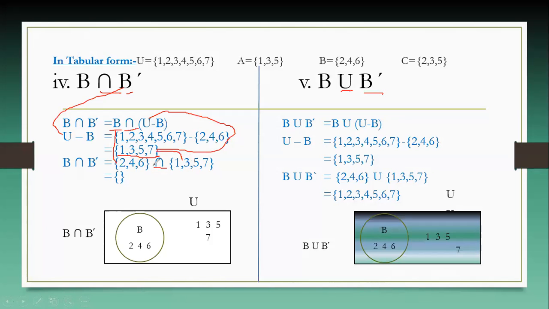So here you can see that nothing is common over there. So you get the answer nothing. Nothing means a null set.